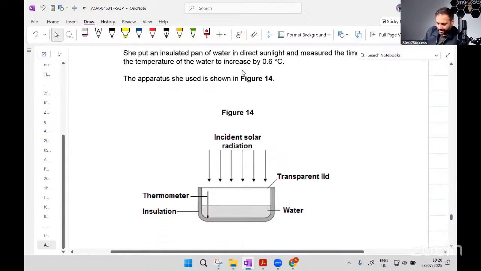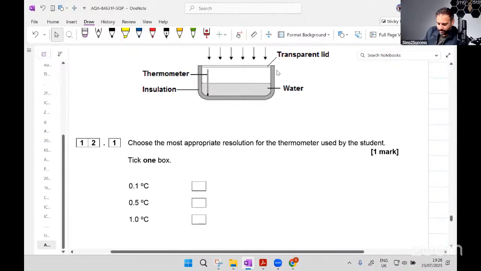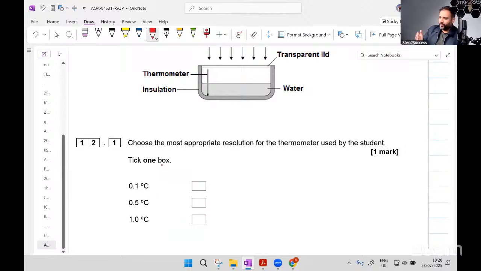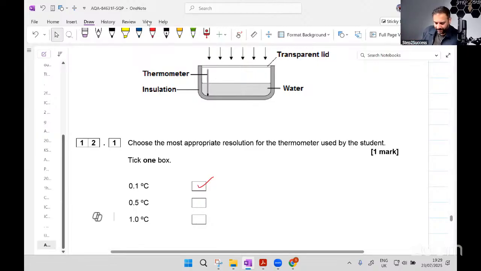Well, you're trying to measure an increase of 0.6 degrees. Resolution is essentially how many intervals there are on the thermometer. You don't want it to change by one, so you only get one, two, three. What if it goes up by a small amount? You're not going to be able to see it. So the answer has got to be the smallest one, because that's the only one that will easily allow you to see a 0.6 increase. Even though that one doesn't work, because it'd be 0.5, then another 0.5, so one whole. So 0.6 is a bit tricky.